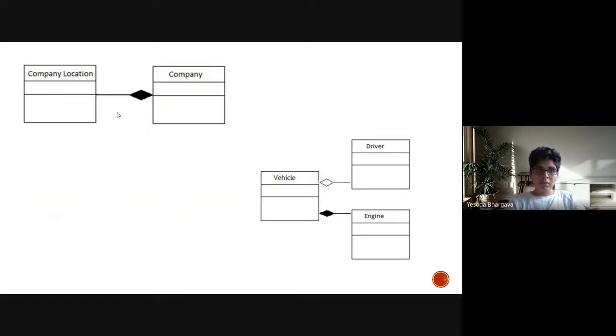Another example for all of you is that a company is composed of company locations. If the company is no longer in operation, then obviously there is no point of having different company locations. So they will automatically get destroyed. In this particular example, engine is a very intricate part of vehicle, which is shown as the composition relationship. But a vehicle can still exist without a driver. A particular vehicle may be driven by a particular driver. So it is a sort of aggregation relationship. The distinctions are not always clear.